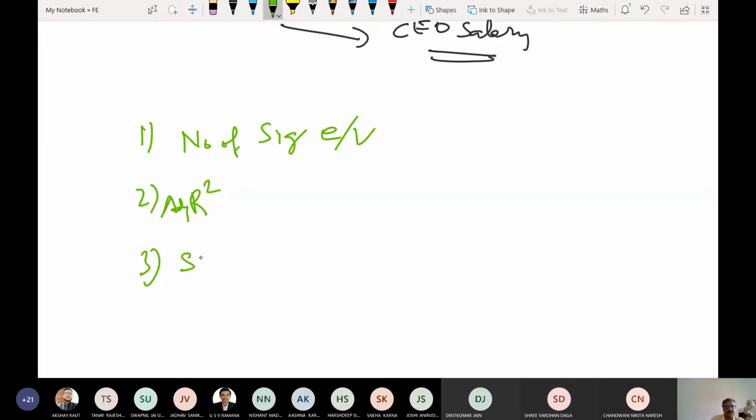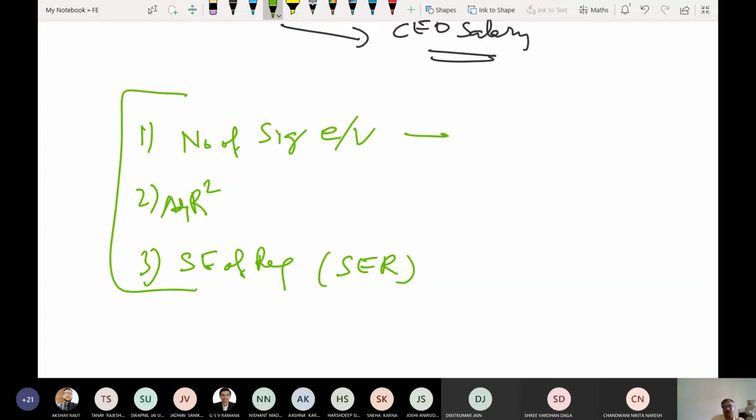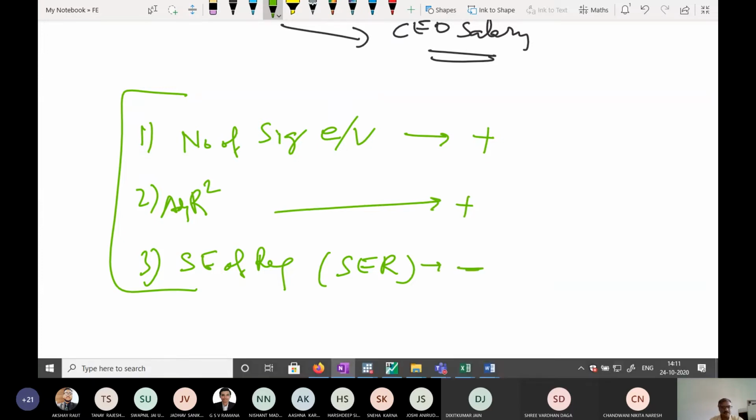And third is standard error of regression, which we also call SER. These three should be compared: for the first two, the higher the better, and for this one, lesser is better. So that is the idea, to compare the models. Keeping this criteria in mind, I'm going to repeat this.